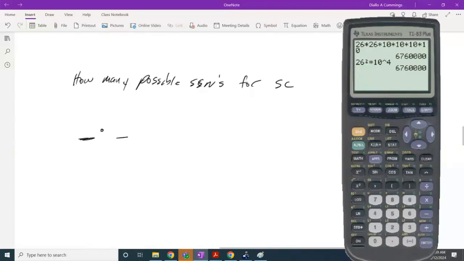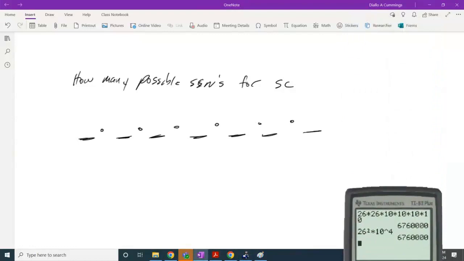Let's see. So that's going to be, I'm going to draw out 9 blanks. 1, 2, 3, 4, 5, 6, 7, 8, 9. All right. So now as far as the Social Security numbers are concerned, since this is South Carolina, the first 3 numbers are going to be limited on what you can use, right? So without asking anybody, I'm going to pull up Google.